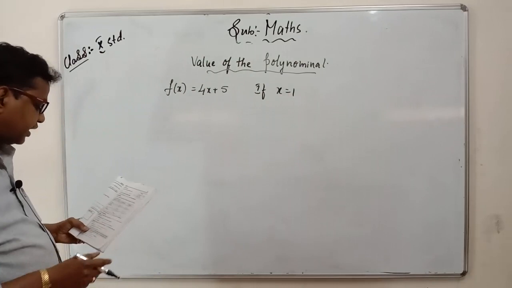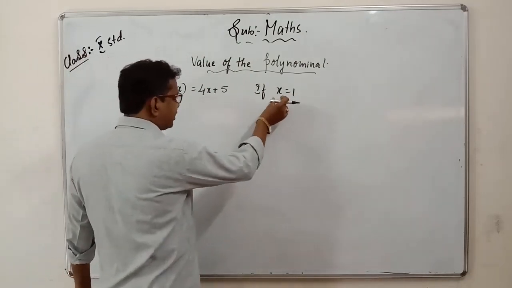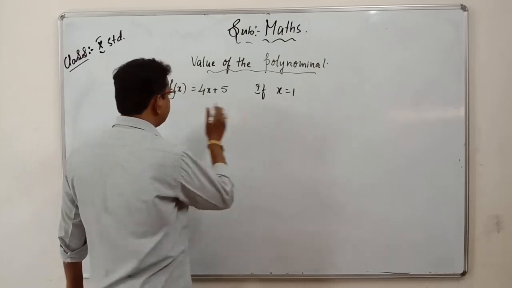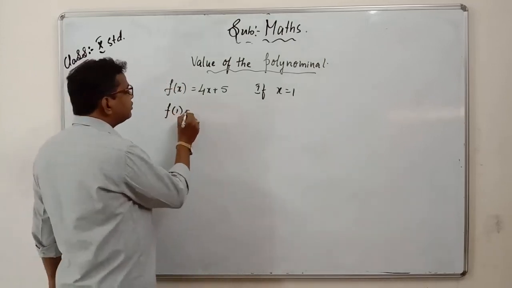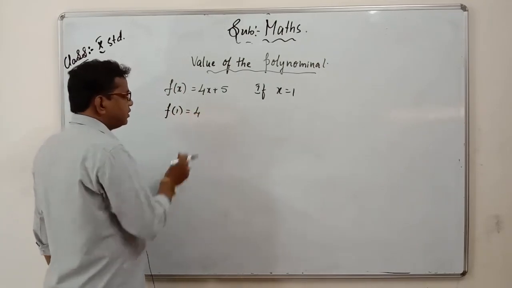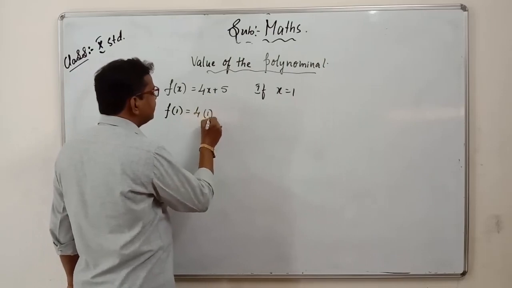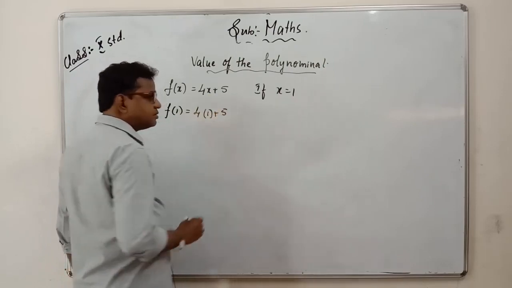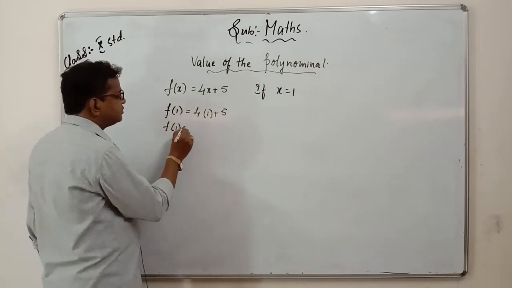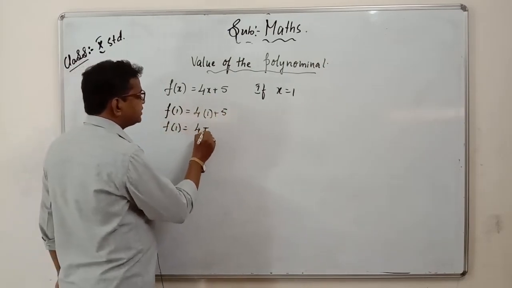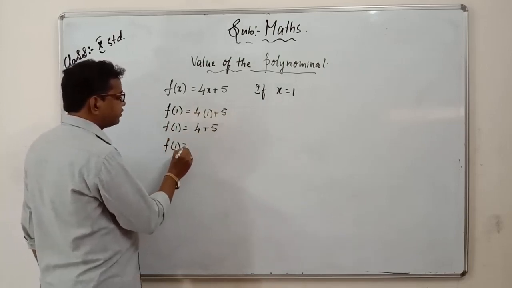Now you can observe clearly that the f of x changes to f of 1. Why? Because the value of x is here 1. So f of 1 equals, what is 4? What is the value of x here? He has given 1. Simple thing. I think you have studied in 9th also. So f of 1 equals 4 plus 5. So f of 1 equals, what is 4 plus 5?